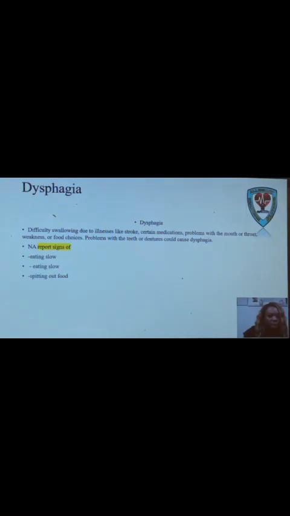Dysphagia is when a person has difficulty swallowing due to illness like stroke, certain medications, problems with the mouth or throat, weakness, or food choices. They can also have problems with their teeth or dentures that could cause dysphagia.